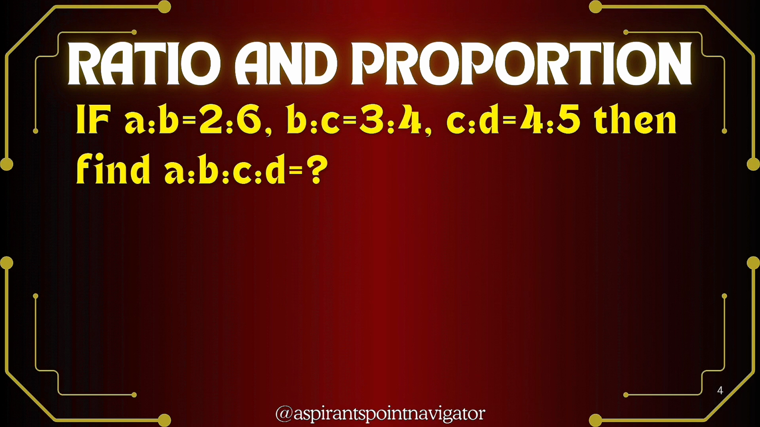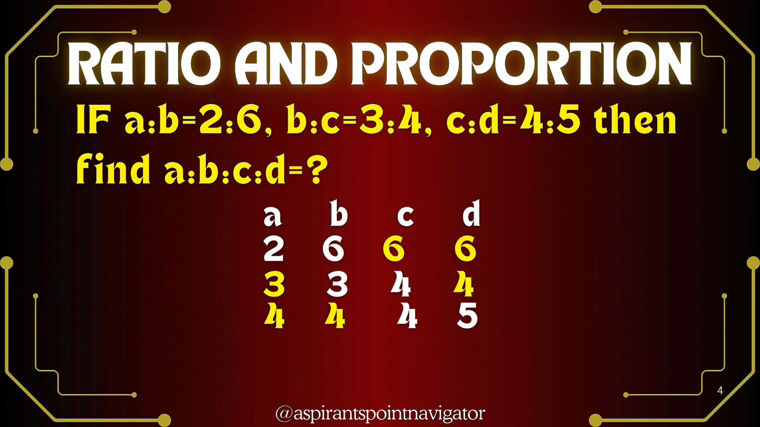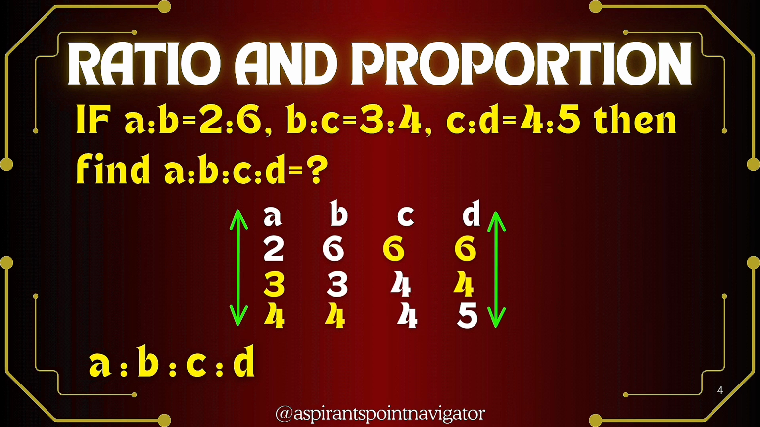Here is the step-by-step process. For step 1, write down all the ratios as you see them. Step 2, fill in the missing values by the neighbor number or near number of the blank space. The ratios look like this. Now multiply vertically. For a, 2 into 3, 6, 6 into 4, 24. For b, 6 into 3, 18, 18 into 4, 72. For c, 6 into 4, 24, 24 into 4, 96. For d, 6 into 4, 24, 24 into 5, 120.